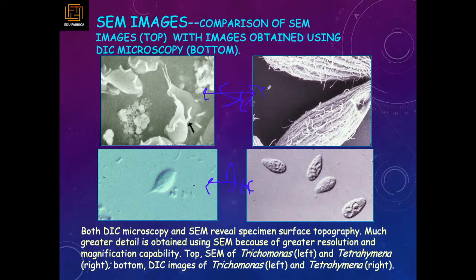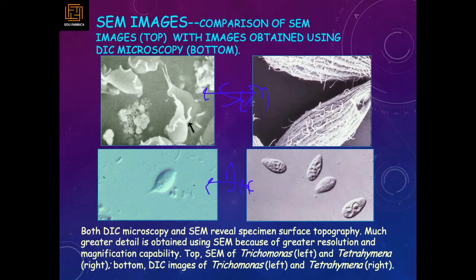Sorry for my writing. We can see particularly, even though we have seen some 3D images previously with the stained versions, there was still a black background. In these, the images are so refined, so beautiful, that each particle, each strand that we are seeing, one by one in a very refined way, was not possible a few years ago. Both the DIC microscope and SEM have revealed the specimen's surface topography. Much greater detail is obtained using SEM because of the greater resolution and magnification capability.